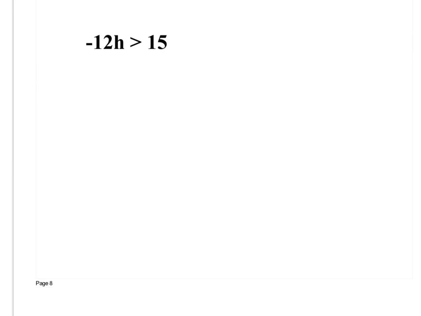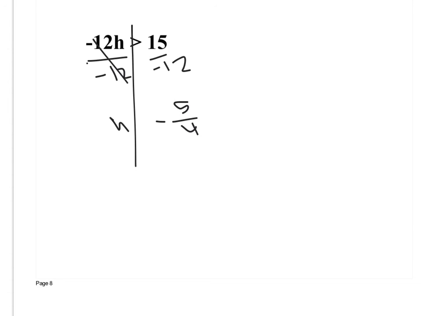All right, write this one. Negative 12h is greater than 15. I need to get the variable by itself, so I divide by negative 12. What I do to one side, I do to the other. H is on the left. 15 over negative 12. They just reduce this to negative 5/4. Your job is to figure out whether it stays the greater than symbol or changes to the less than symbol. It would change because I'm dividing by a negative number, so I go from greater than to the less than symbol.